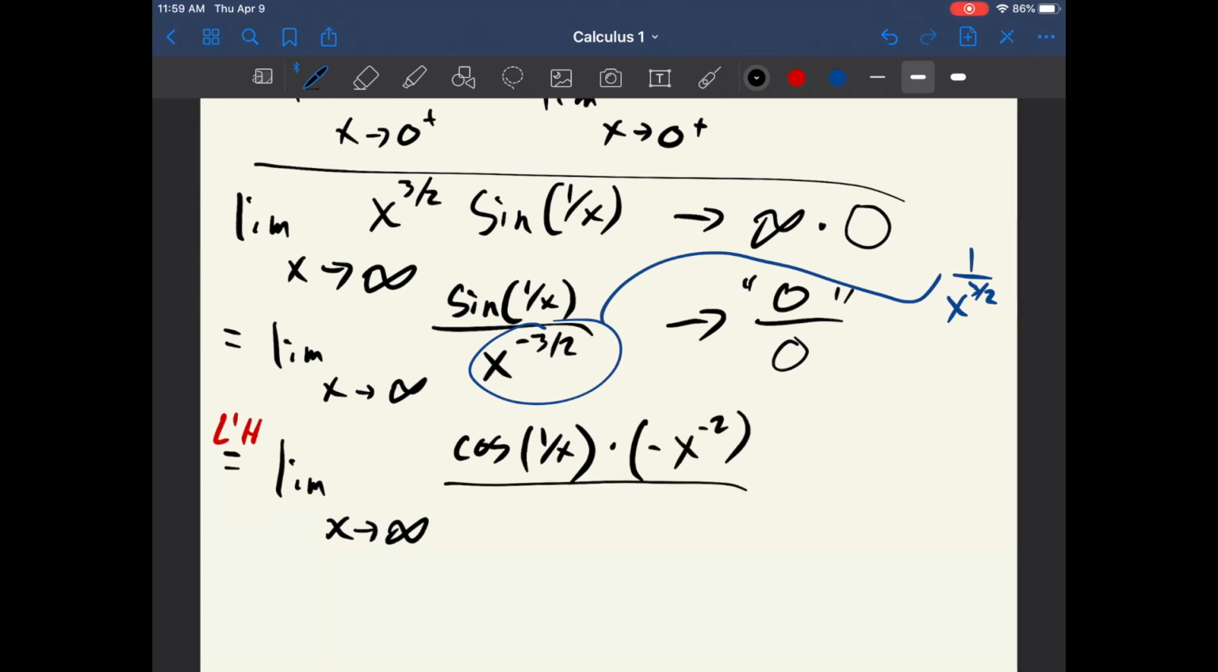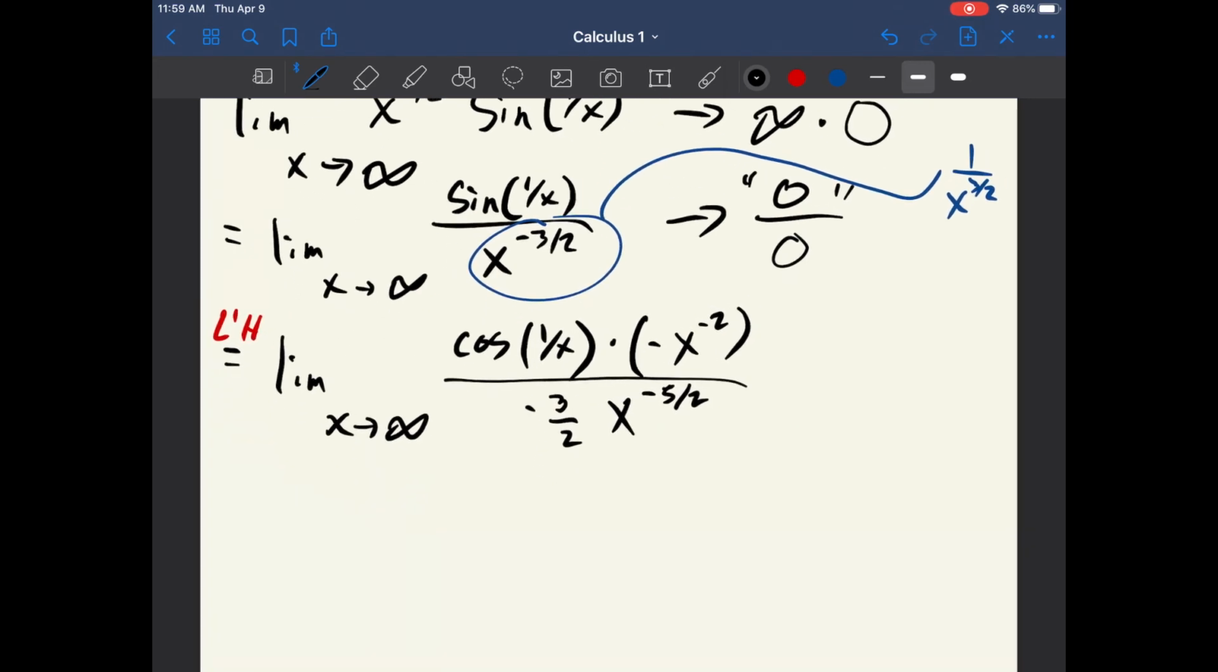Okay? Divided by the derivative of the bottom. So here we're going to use that power rule. So I'm going to pull the minus 3 over 2 forward, and then subtract 1 from the power, so that's going to give me minus 5 over 2. Okay? So now let's simplify a bit. So this is equal to the limit as x goes to infinity, and I've got cosine of 1 over x. This minus and this minus will cancel. Okay? And so let's see. So I have a minus 2 on top, and I've got a minus 5 over 2 on the bottom, right?